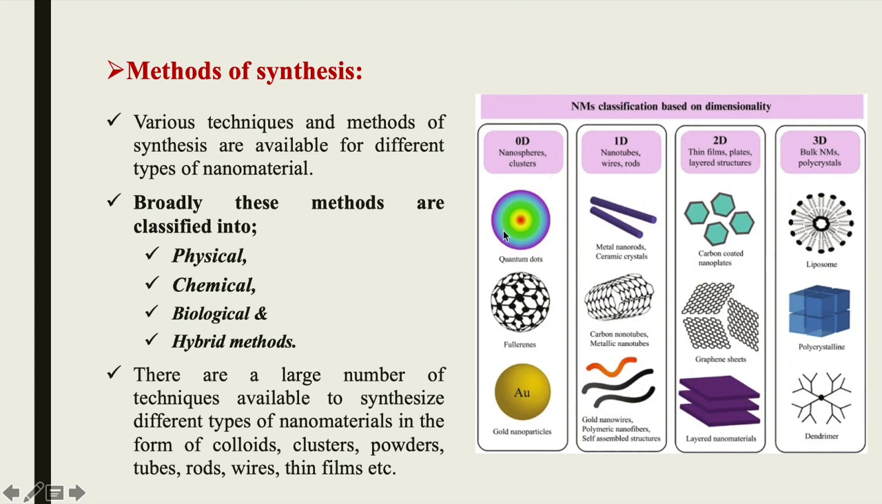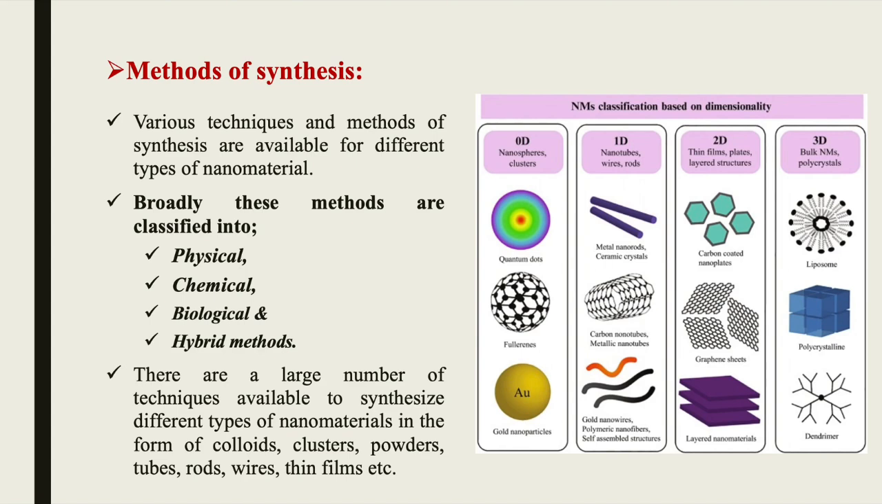Some nanoparticles stay in 0 dimensional. That means these are the nanospheres or clusters, such as quantum dots, fullerene, or gold nanoparticle. So these are 0 dimension because the size is less than 1 nanometer or 1 nanometer. So that's why we consider it as 0 dimensional. What is meant by 1 dimensional? In 1 dimensional, the examples are nanotubes, nanowires, and nanorods.